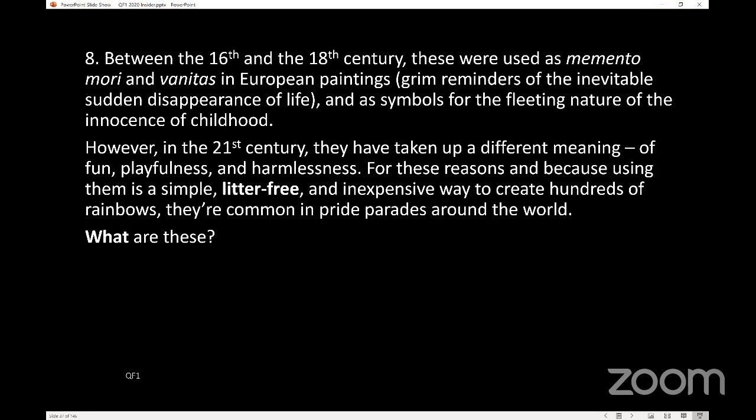So what are these objects? Between the 16th and 18th century, they were symbols of death and fleeting nature, and childhood innocence will disappear eventually. But now, they're a litter-free, inexpensive, simple way to create rainbows in pride parades, and are seen as fun, playful, and harmless things. So what are these things? A simple English word. Six or seven letters. Seven if you're using the plural, six if you're using the singular.